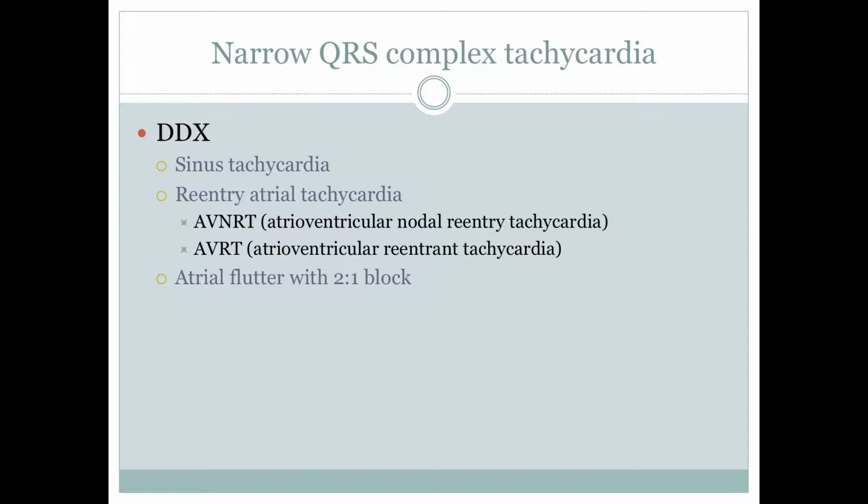And in contrast to that, AV-NRT is specifically a nodal reentrant circuit. So there's no real accessory pathway in this specific arrhythmia. It's just that there's a premature beat that comes in at the right time, and then there's a re-entrant circuit that goes around and around and around in the node specifically.